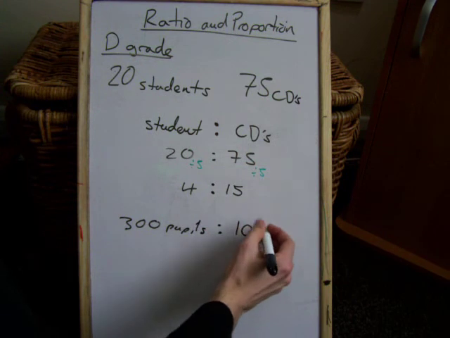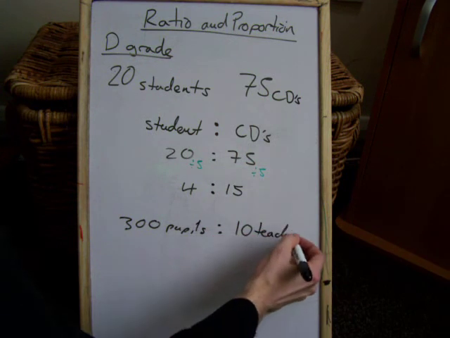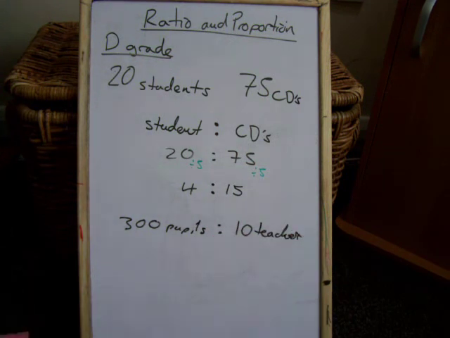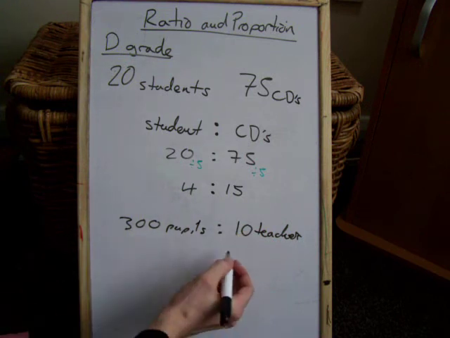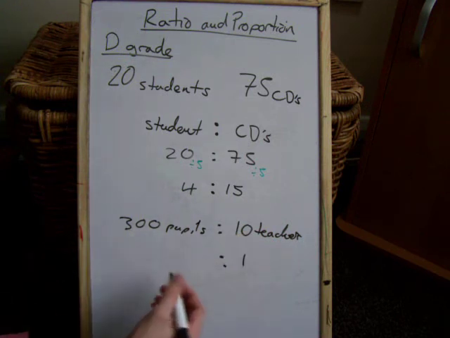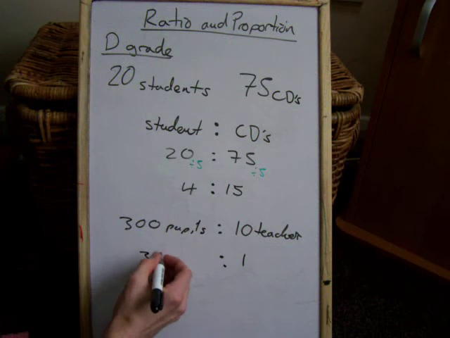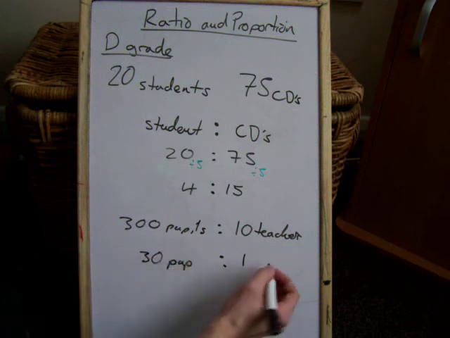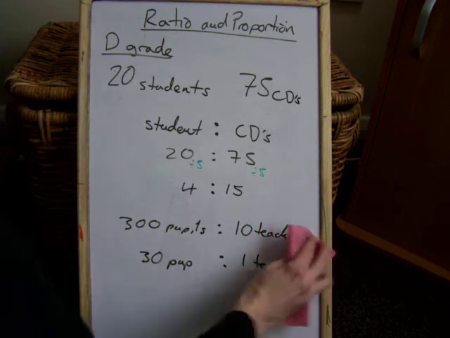to 10 teachers, okay, and you want to find the ratio of pupils to teachers as simple as possible, well both numbers divide by 10, so you've got 1 teacher for every 30 pupils. Okay, there's a quick example of another one.